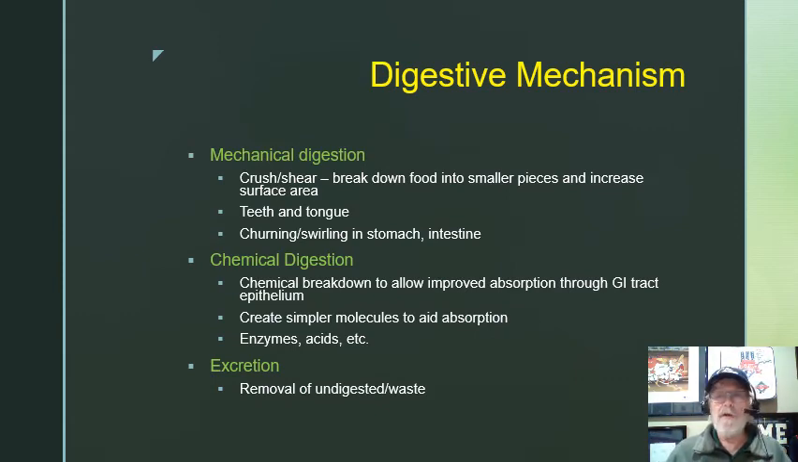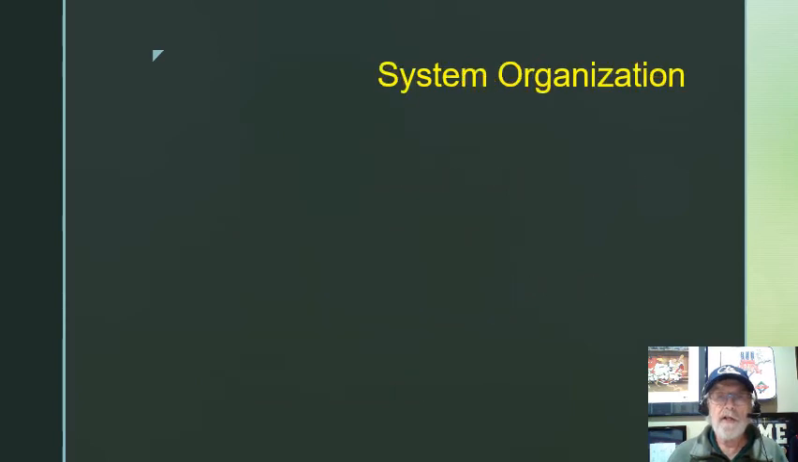When you eat fiber, it adds bulk to your stool. Why? Because those are things that can't be absorbed, and as a result, they give bulk to the stool, which seems to improve bowel function, as well as some people thought it might be helpful in regards to decreasing the incidence of things like colon cancer and stuff like that. So that's the digestive mechanism.